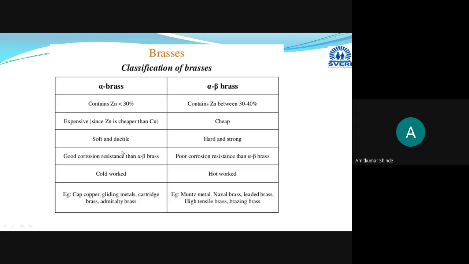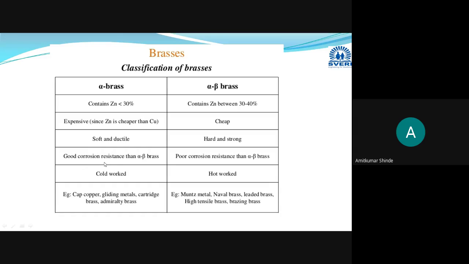Now, related to the properties, these three different points will be related to their properties. As zinc percentage is less and copper is more, it will be soft, malleable, and ductile in nature. And here, alpha beta brass will be hard and strong in nature due to the presence of this beta phase. And why is this soft and ductile? Due to the presence of this alpha phase, it is soft and ductile in nature, and it will be hard and strong due to this beta phase.